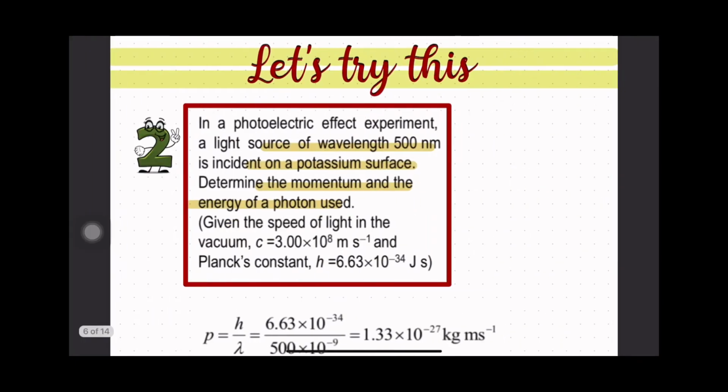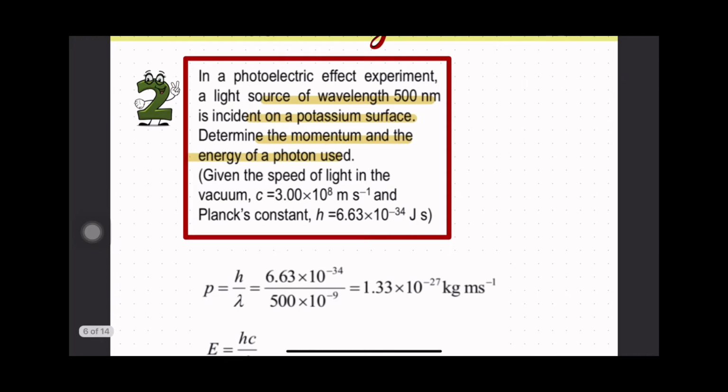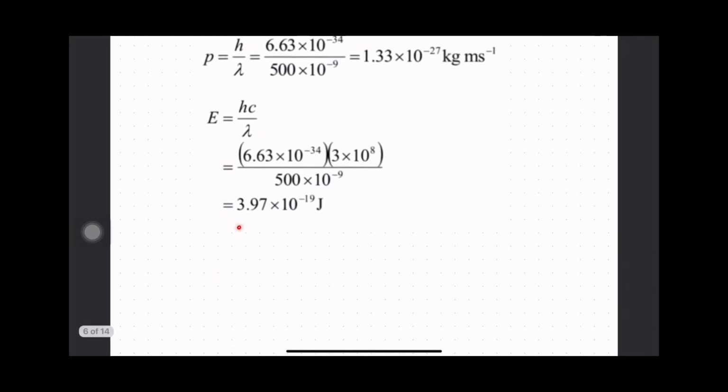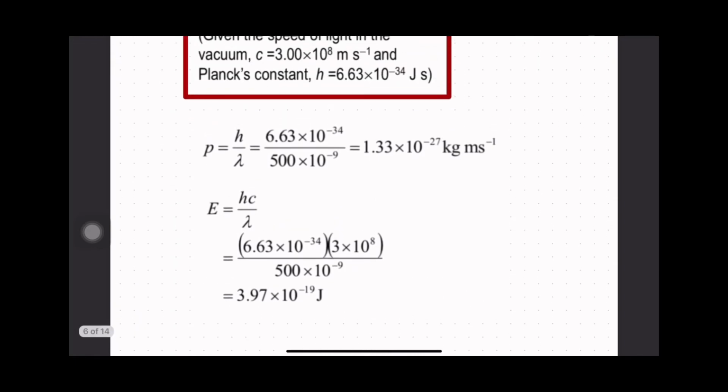Okay, next. Example 2, we have the photoelectric effect experiment. Light source of wavelength 500 nanometer incident on the potassium surface. Determine the momentum and the energy of photon used. Same like first question. So you calculate the momentum, you get 1.33 times 10 to the power of negative 27 kgms negative 1, and then calculate the energy of photon equal to hc over wavelength, and then we get 3.97 times 10 to the power of negative 19 joule.